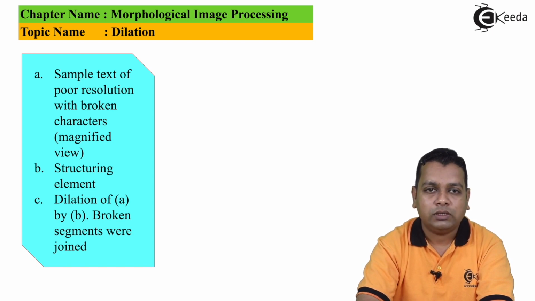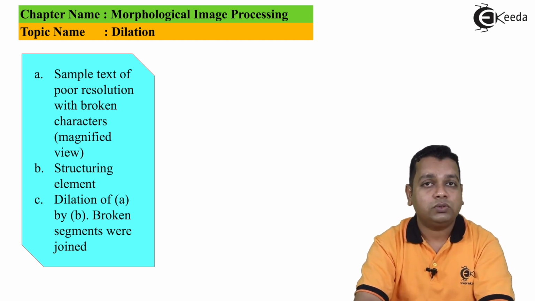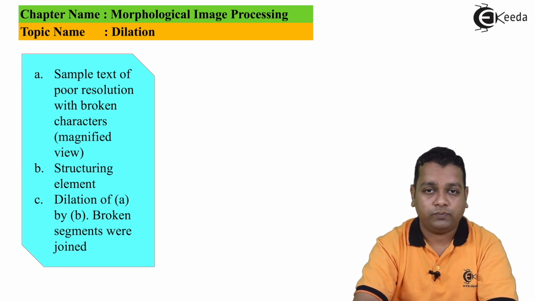If you see E, it should be drawn like this, but it has a breakage at this head as well as at this tail. Small a should also be drawn like this, but it has a breakage in the head as well as at the bottom portion, in this branch also. This is because of the poor resolution. Now figure B represents the structuring element. In this case the structuring element has dimension 3 by 3. The first row is 0 1 0, the second row 1 1 1, and the last row 0 1 0.